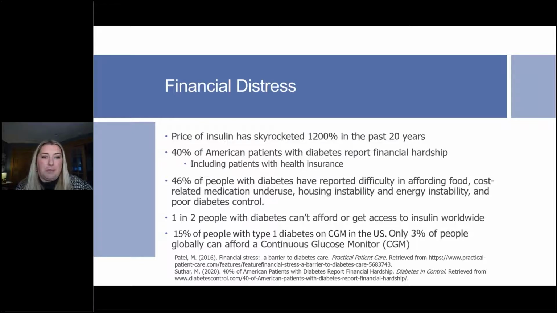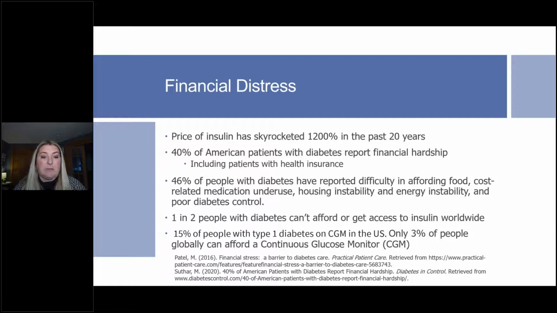But we know in America, the price of insulin has skyrocketed 1,200% in the past 20 years. 40% of American patients with diabetes report a financial hardship, again, including patients with health insurance. I think we know in this country, just because you have health insurance doesn't mean you can afford healthcare costs. That is an understatement. 46% of people with diabetes have reported difficulty in affording diabetes care. There's medication underuse, so insulin rationing. We know housing instability. We know even homelessness. 1 in 2 people with diabetes can't afford to get access to insulin.